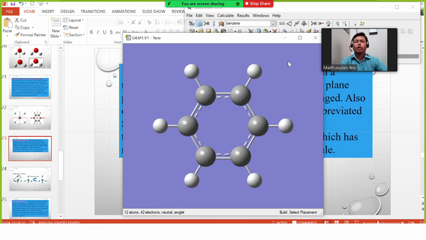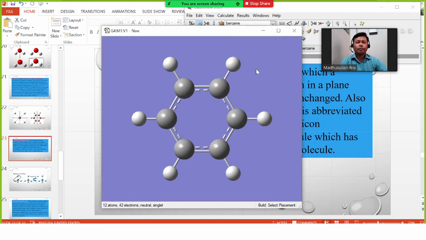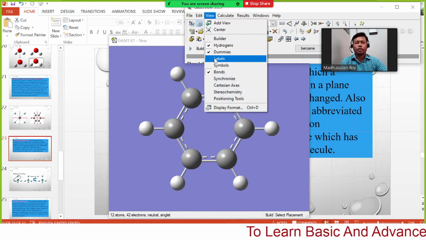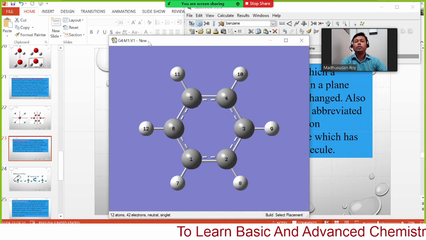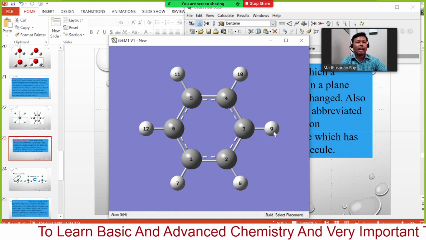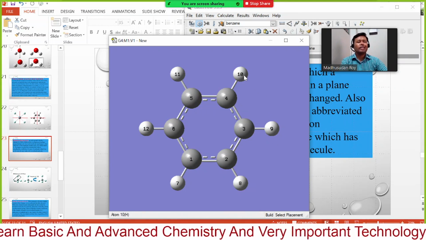This is the benzene molecule. Now if you rotate and reflect, first we are going to rotate this molecule. I want to show you the numbers, otherwise you will not be able to distinguish if it is rotating or not. So now this hydrogen is numbered as 9, and this hydrogen is numbered as 10.